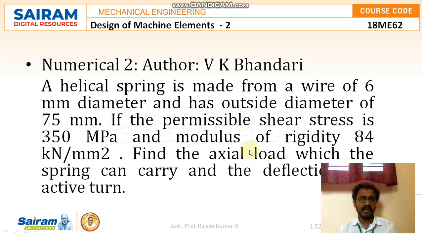Okay, very interesting. We will see how to solve this problem, where the wire diameter they have given, that is small d, as 6 mm, and the outside diameter, that is D_O. Here they have not given the mean diameter, that is capital D; instead they have given D_O. And the permissible shear stress value, that is the allowable or working or design shear stress value, they have given as 350 MPa. And the modulus of rigidity, that is G value, they have given as 84. So we will find out how to solve this.